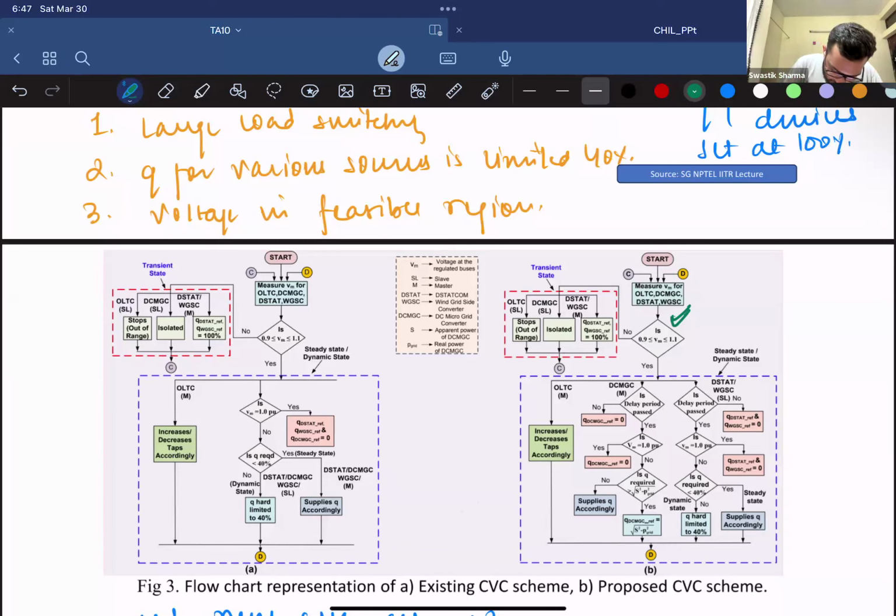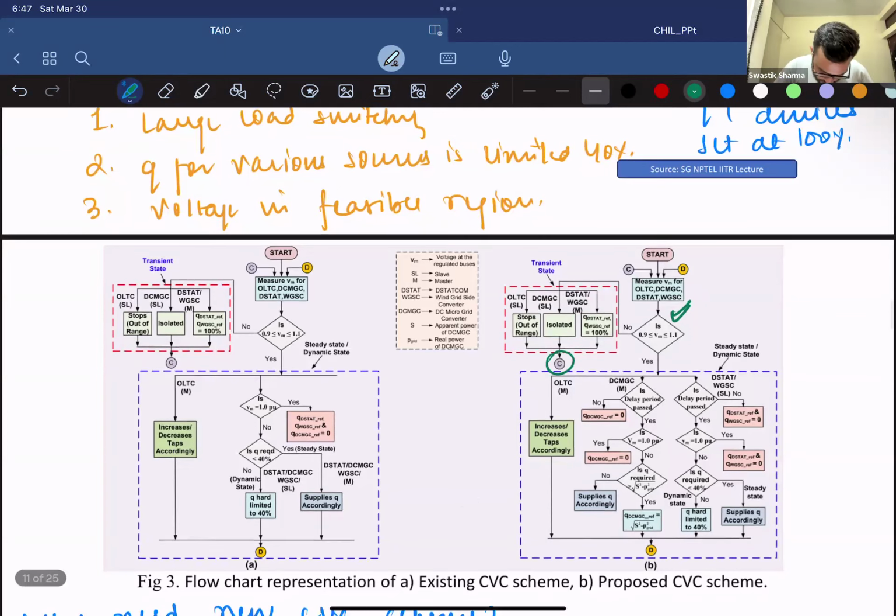So similarly here, in your transient state, you give the DSTATCOM or your grid side converter from your wind the master role, and your DC microgrid and your OLTC are given the slave role. And out of that, you check how much of the reference is available, if it's isolated or if it's out of range. Then you move on to step C. In step C, you measure the VM for all the OLTC, your DCMGC, and your DSTATCOM. Since they are now issuing commands, you should be able to check if the voltage has been restored or not.